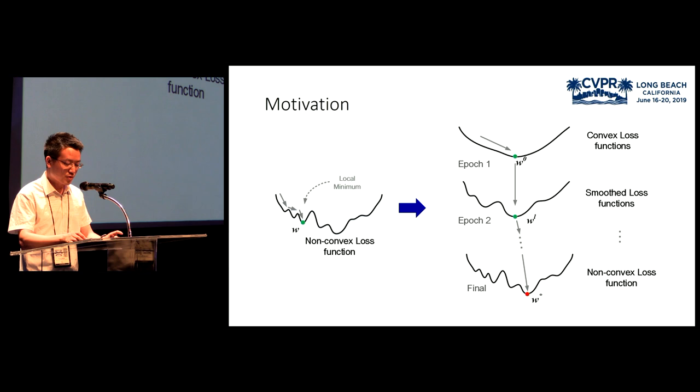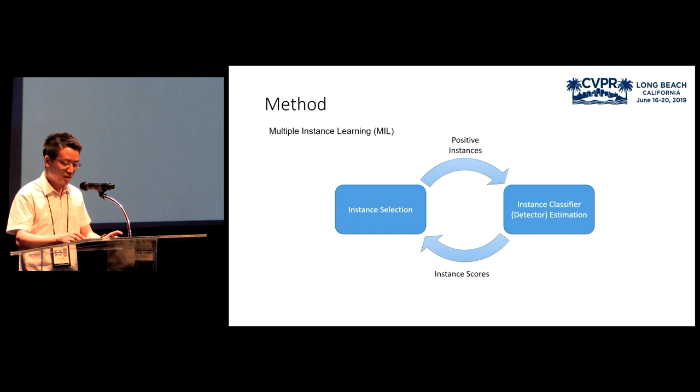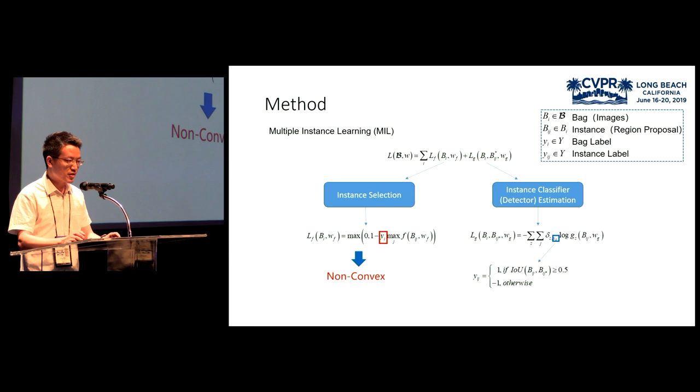Before introducing the continuation MIL, we first revisit the MIL framework. The MIL can be concluded as two alternating steps, instance selection and detector estimation. In the instance selection step, the algorithm selects the most confident instance to classify the bag back. However, when the bag label yi equals 1, this term is non-convex and thus causes local minima. We then introduce the continuation methods to solve this problem.